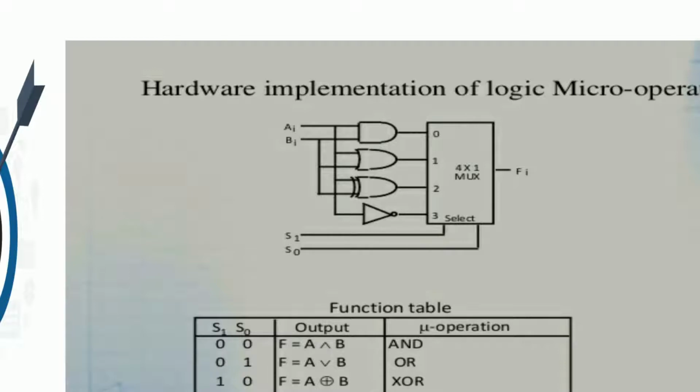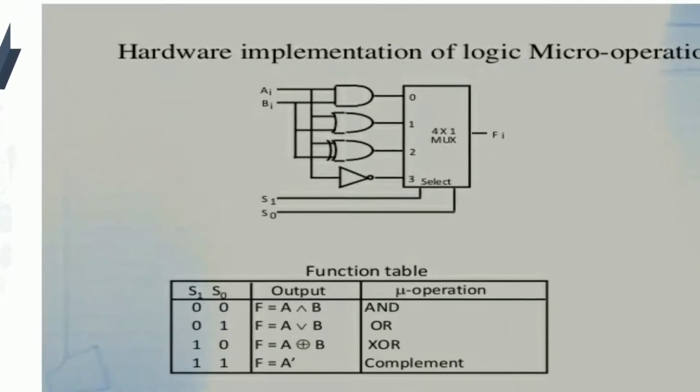Here Ai and Bi are the inputs, S1 and S0 are the selection lines, and Fi is the output of the multiplexer. The output depends on the selection lines. The selection lines show the operation to be performed, and based on that operation the multiplexer produces the output. Which operation is performed is decided by the selection lines.